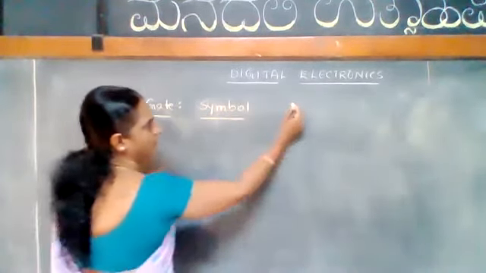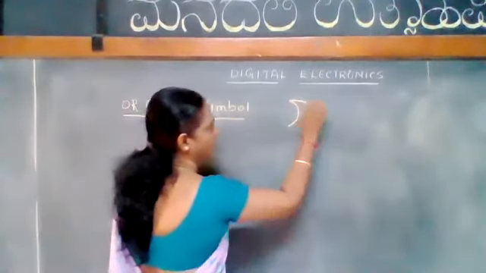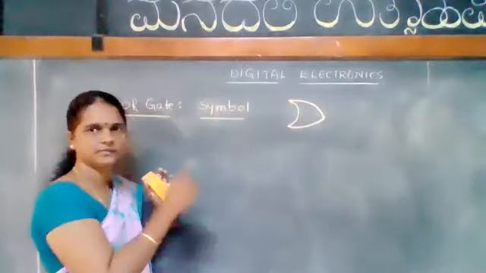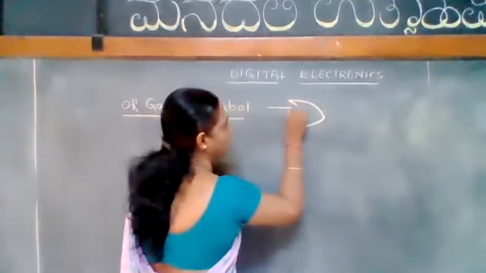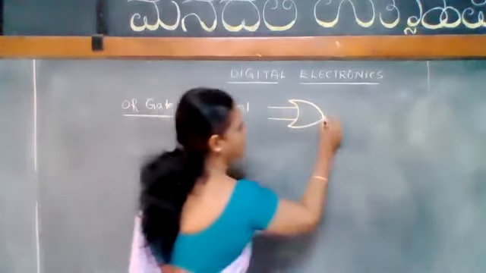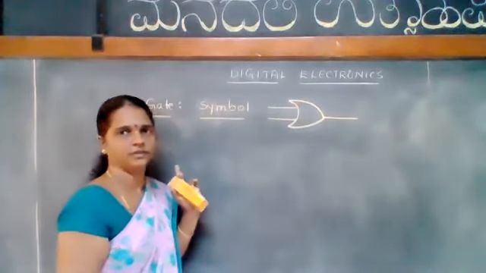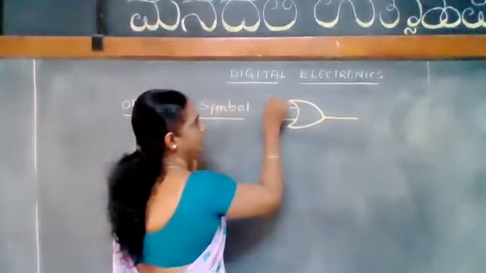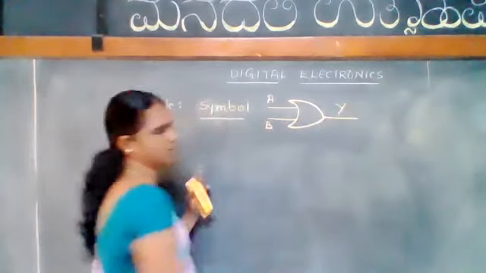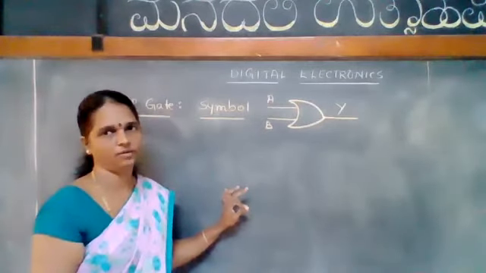Say one curve like this, one curve with 2 more curves like this. This is the representation of an OR gate. The inputs are written to the left, and the output is written here. If A and B are the 2 inputs, let us call Y the output. This is the symbolic representation of an OR gate.